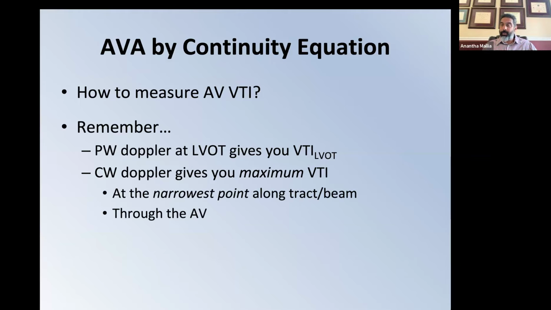So if you take, in your apical 5 or apical 3 chamber view, continuous wave Doppler and you put it through the LVOT and through the aortic valve, the VTI that it gives you is going to be the VTI through the aortic valve.